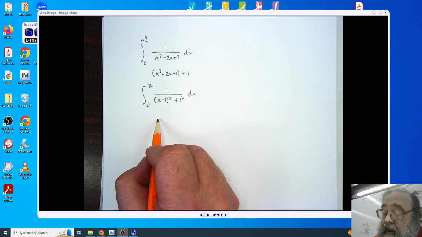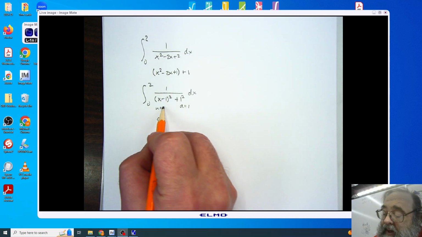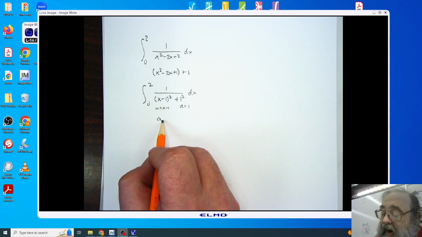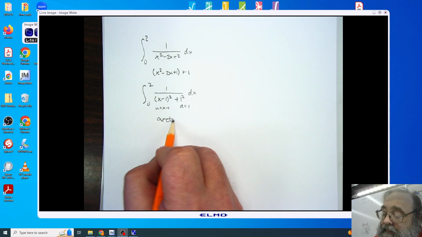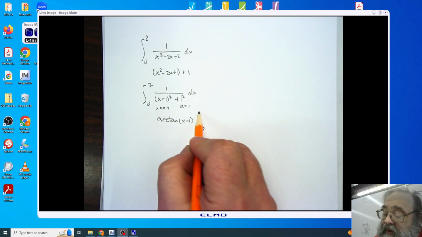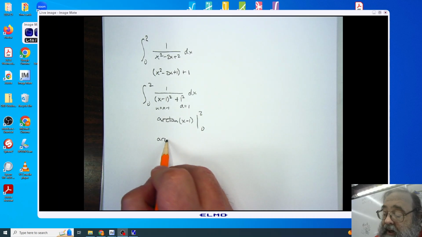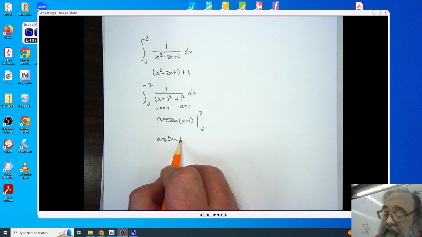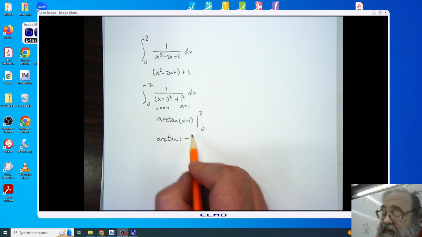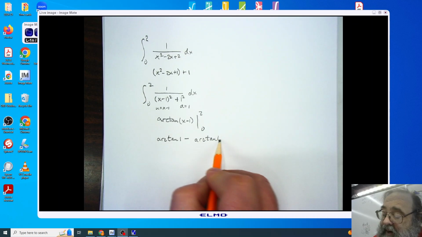My pattern is 1 over a, where a is 1, u is x minus 1, so I have the arc tangent of x minus 1, and we're going from 0 to 2. When we plug in the 2, we have the arc tangent of 1, minus, we plug in the 0, and we have the arc tangent of negative 1.